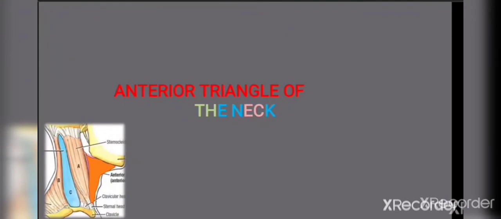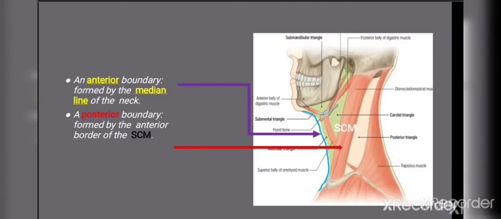Then we are taking another topic, that is the anterior triangle of the neck. It is a very important topic. This anterior triangle of the neck has some boundaries. When we discuss the anterior triangle of the neck, we first discuss its boundaries and then its contents. Anteriorly, it is bounded by the midline of the neck, as we have discussed earlier. So this blue colored line is the midline. Then the posterior boundary is formed by the anterior border of the sternocleidomastoid.